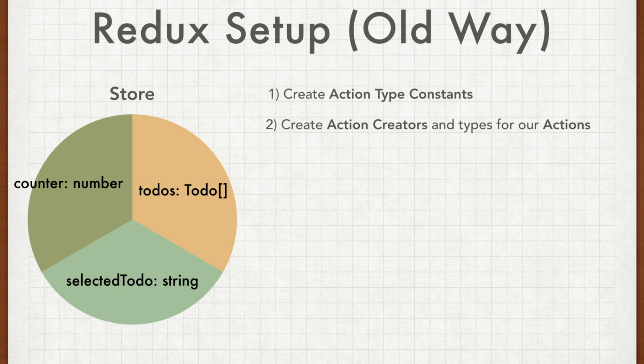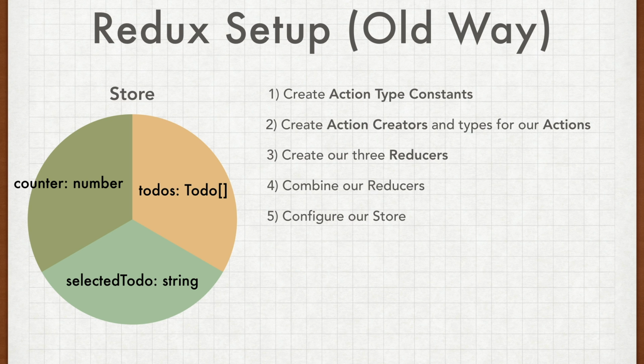And also, because we're doing a TypeScript file, we should give type definitions for each of our actions, like what the actions look like. So yes, a type of a string and also a payload of this and that and so on. Then number three, we should create our three reducers associated with the three different sections of our store. Number four, combine our reducers is fairly simple. We just call the combine reducers function. And number five, we should configure our store and connect our store with our reducers.